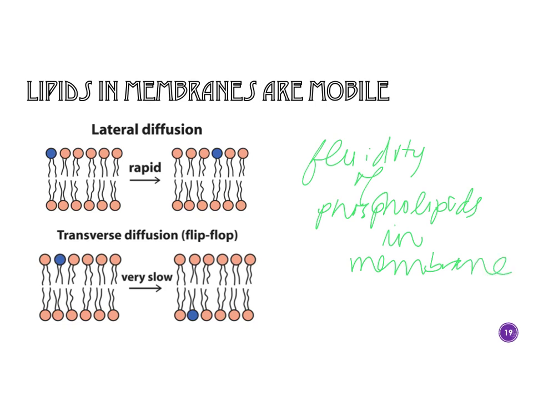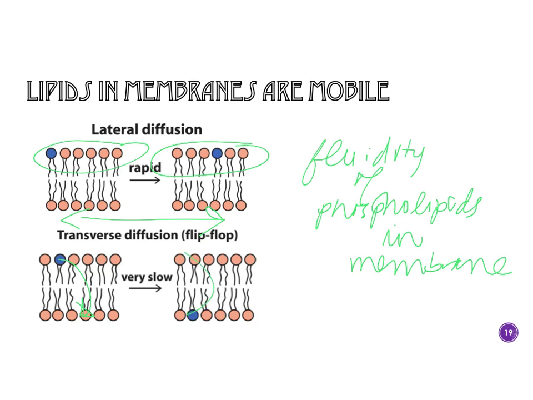Okay, and phospholipids have a couple different ways that they travel through the membrane. They can travel left and right, so within a layer, or they can do this funky flip-flop thing, and this is really slow, and it sometimes requires a catalyst in order to do it.